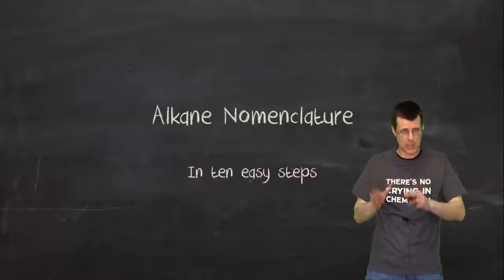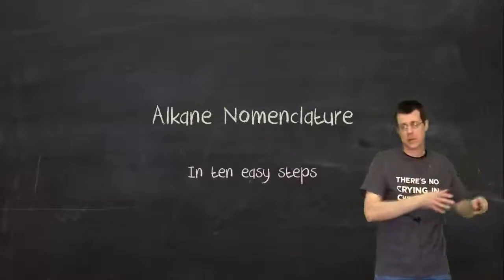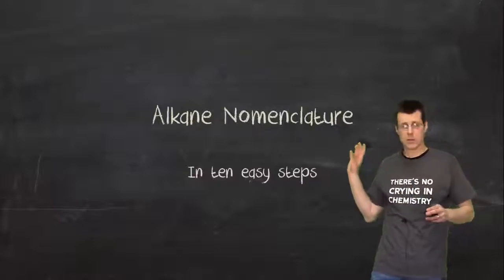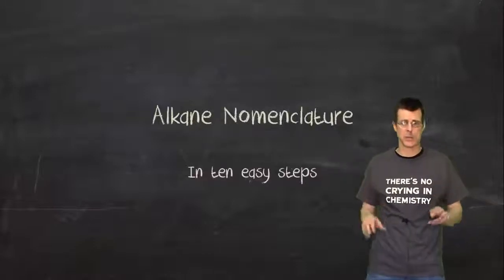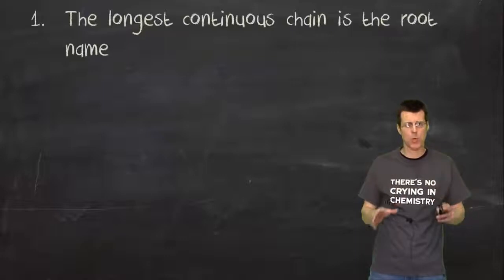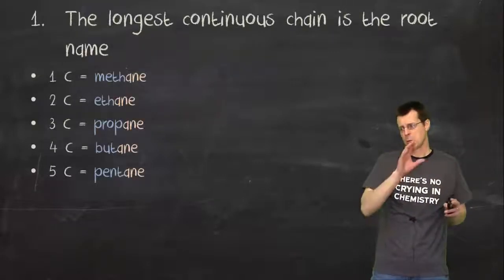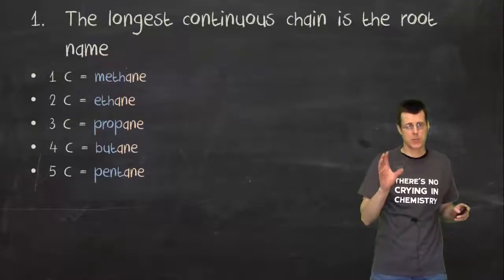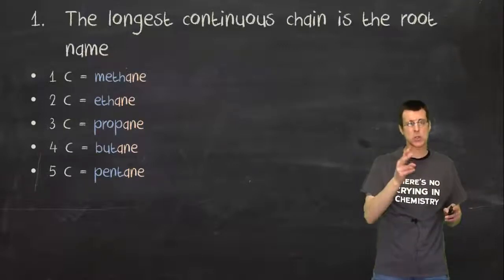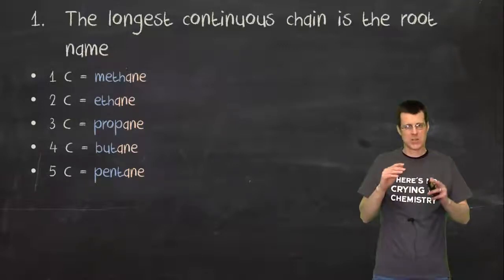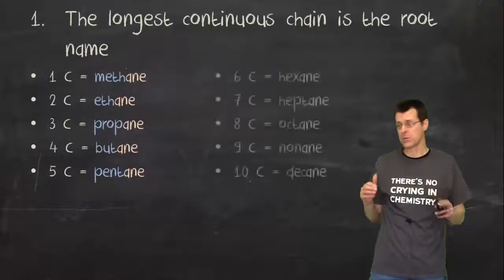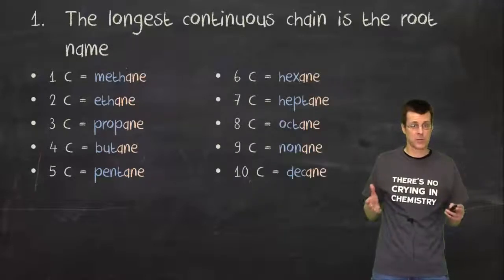As we go from alkanes to alkenes to aldehydes to ketones, we're going to keep a lot of the same stuff in place. Okay, job one. Longest continuous carbon chain is the root name. So every carbon chain, every root name is going to have two parts to it. One is a carbon count, and the other is a functional group part.